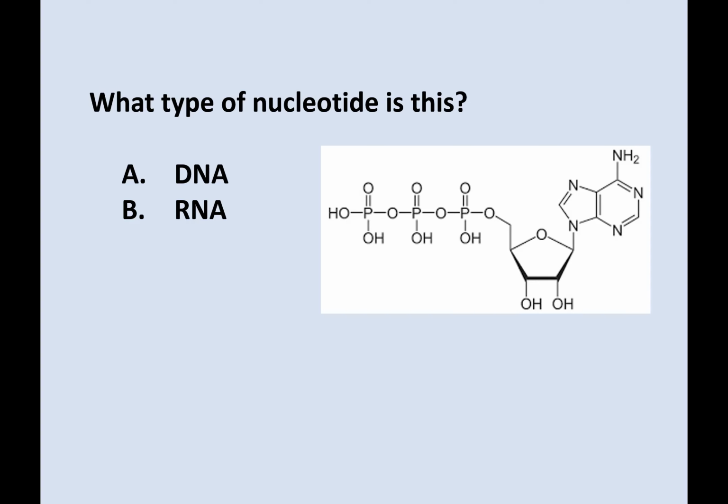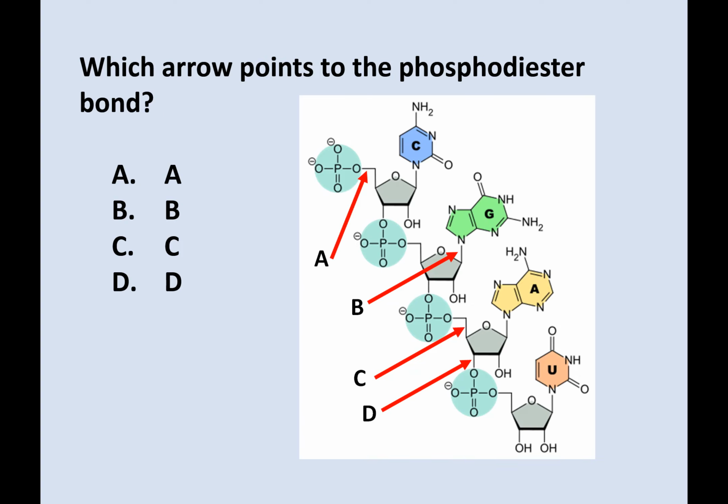Okay, so I have some clickers for you. Go ahead and figure out what type of nucleotide this is. Okay, so you see 2 hydroxyl groups. This is RNA. Which arrow points to the phosphodiester bond? The answer is D. It's always between the sugar and the phosphate.